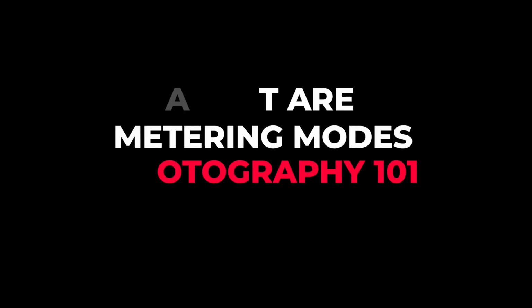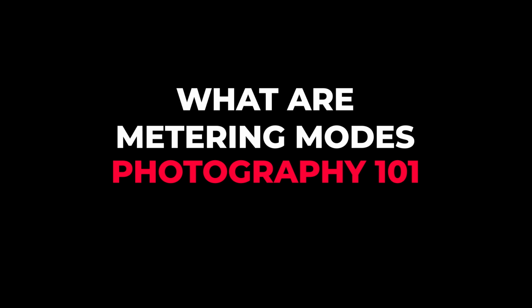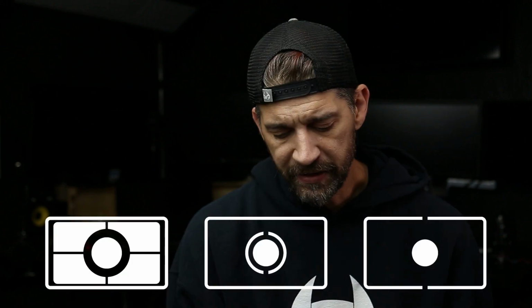Metering modes basically give you a representation of what the camera sees that light in that area to be. If you've had a chance to play around with your camera, you probably will have stumbled across your metering modes. The icons look kind of like this. But understanding what each one of those icons or metering modes does is kind of important.